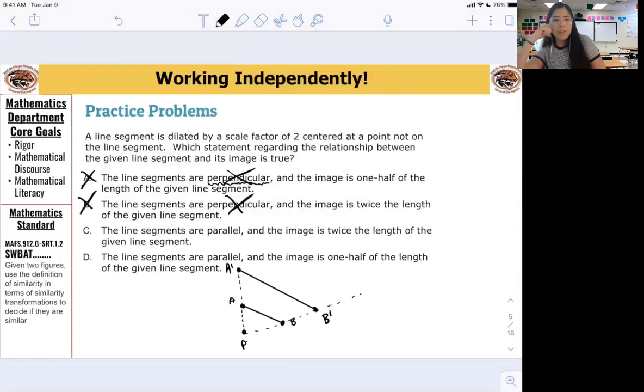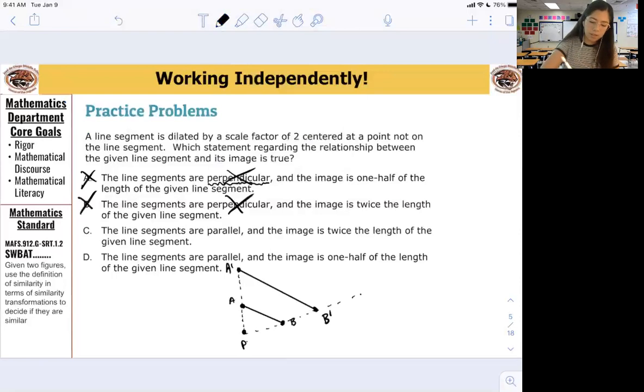C, the line segments are parallel. Okay, good. And the image is twice the length of the given line segment. True or false? Sounds about right, right? Yeah, twice the length. Yeah, AB prime is 2 times as long as AB.